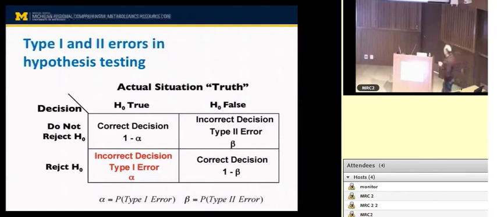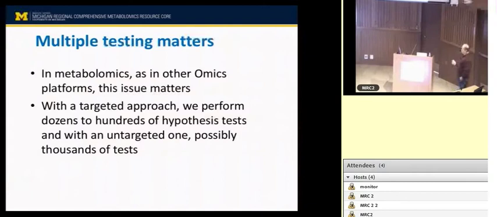And then the other type of error is the type 2 error, denoted by another Greek letter, where the null hypothesis is false and you don't reject it. The problem is that you cannot minimize both at the same time. That's why you need to control one and optimize the other, and that's very standard. This has nothing to do with just metabolomics or omics platforms. This is something that you need to address.